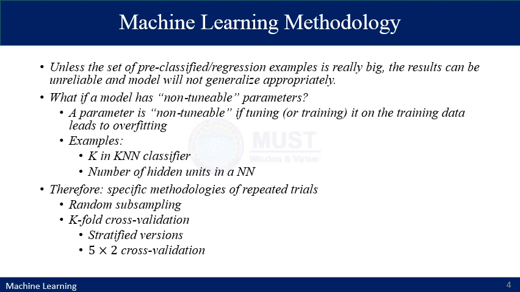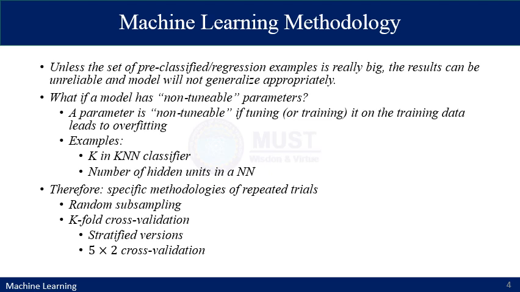Unless the set of pre-classified examples, or in the case of regression, the data, is big enough, the results will be unreliable, because a smaller data set will not represent the overall phenomena which can be captured by collecting all of the related examples with respect to that particular phenomena. In this case, if you have a smaller set of examples, your model will not generalize appropriately.